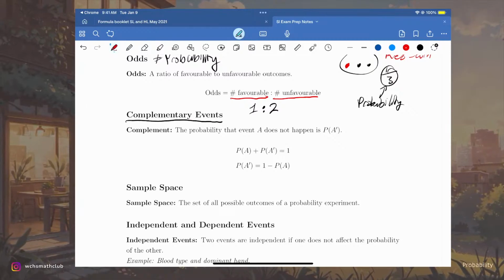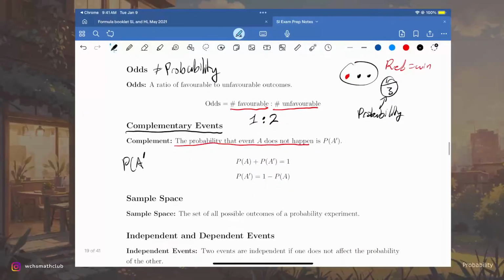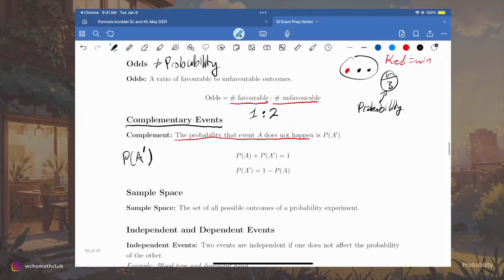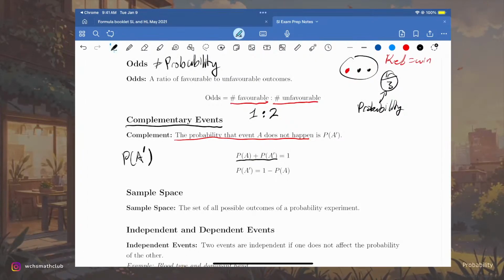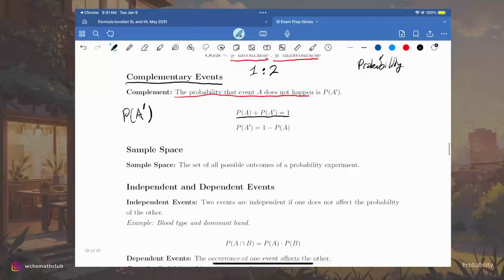Complementary events is basically the probability that event A does not happen, and it's denoted by adding a little prime, called a prime symbol, after the A. And basically, as you can see below here, the probability of A plus the probability of the complement of A is equal to 1, which makes sense because event A either happens or does not happen. And similarly, by rearranging that, you can get this.